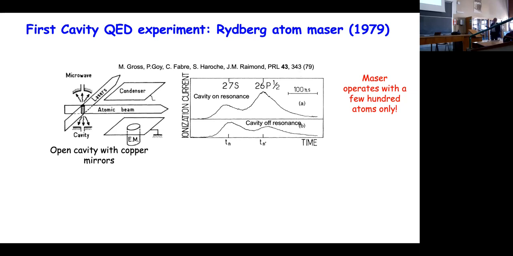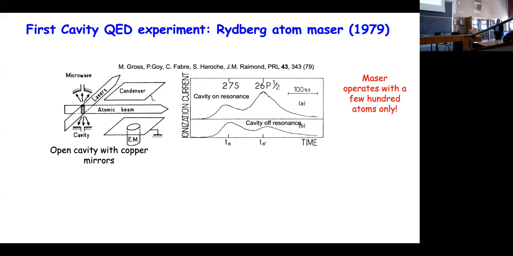This is the ionization peak for the upper state. And in a larger field, you have the ionization peak for the lower state. If the cavity is not resonant, this peak is small. If you put this cavity on resonance, the second peak increases. So we saw this maser effect.